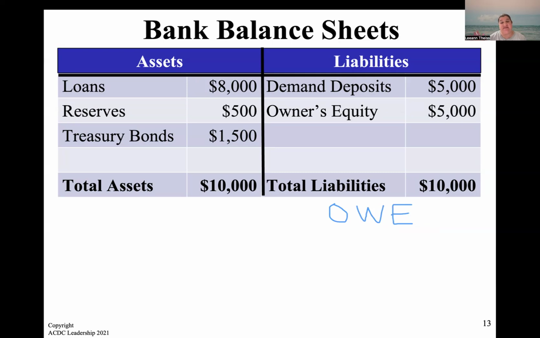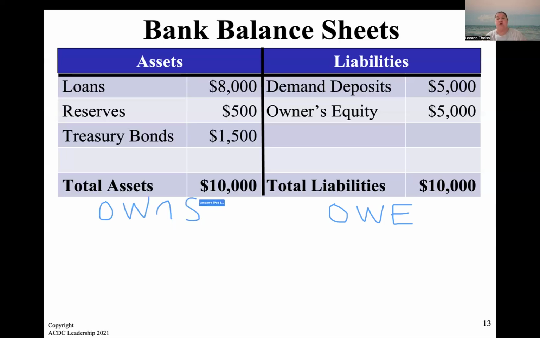Well, the demand deposits they owe to the people who have the checking accounts. And then the owner's equity: sometimes the owner of a bank, the actual person, will put some of their own money up to start the bank going. So they have actual cash in the bank that got the bank started in the first place, and so the owner has equity in the bank. That belongs to the owner. So that's what we owe to other people, and this is what the bank owns.